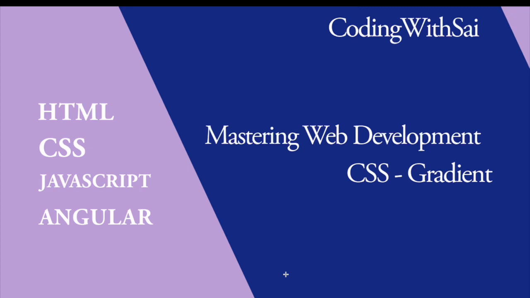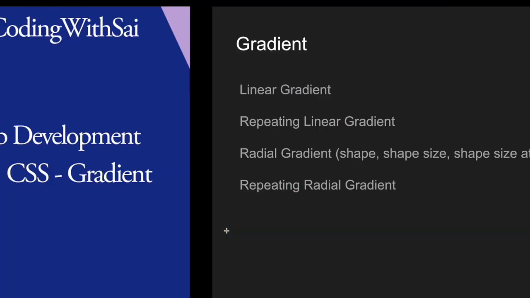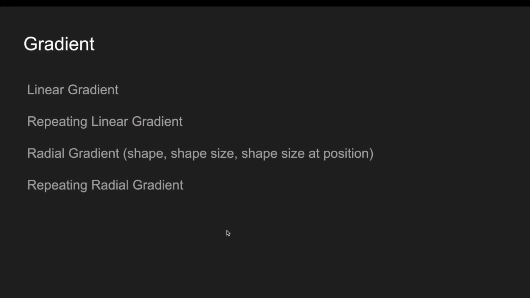In this video, we will learn about CSS gradient. I have explained all the CSS related stuff in my previous videos, so please watch that for better understanding. Let me jump into another slide. Here we talk about different types of properties like linear gradient, repeating linear gradient, radial gradient, and repeating radial gradient. We'll talk about all these four properties in CSS.